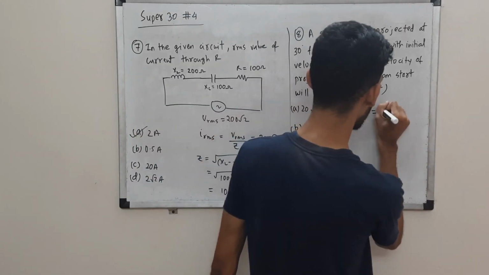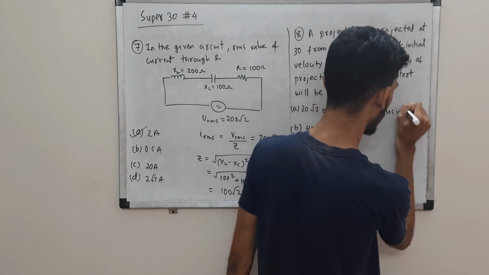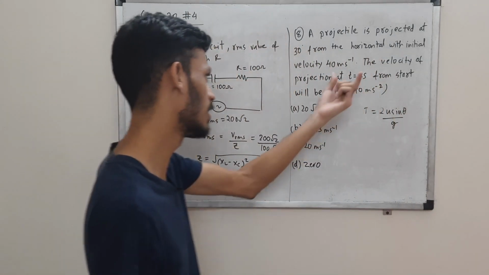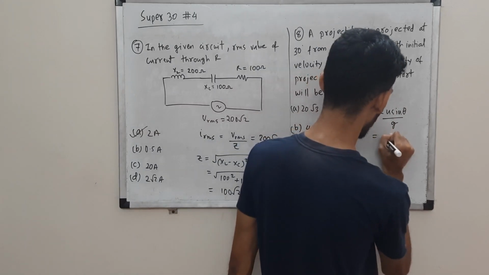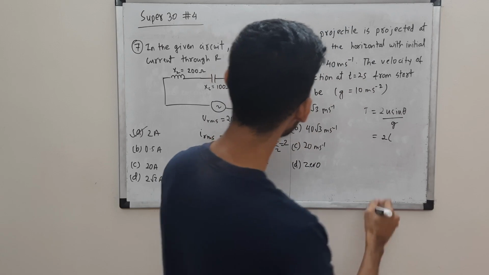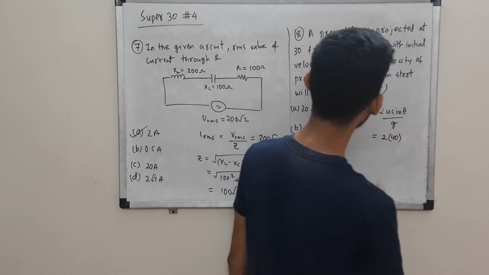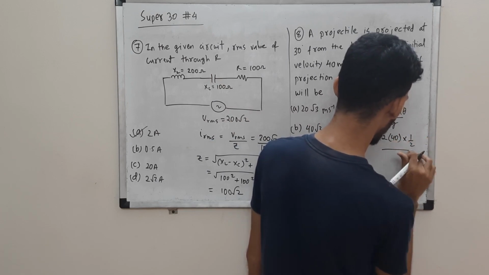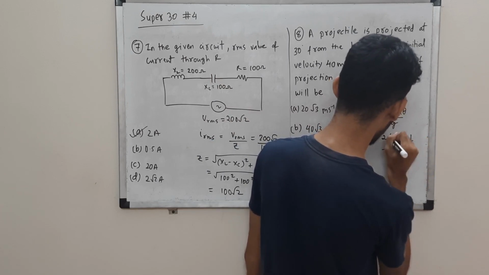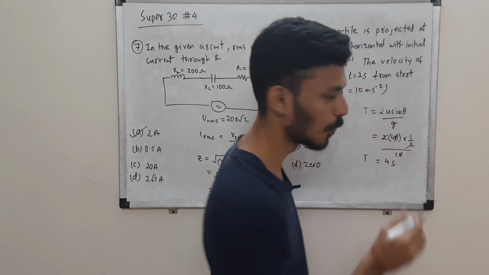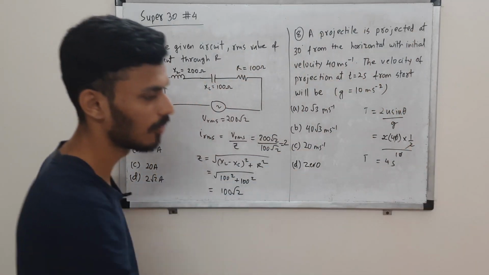Let's do this method first. So 2u sin theta by g, right? I'm finding out the time of flight because I think this is some special time. I may be wrong, but I'm not, because I've tried it. So u is 40 and theta is 30, so sin 30 is half, and this is by g, which is 10, so half and half cancels, 10 and 10 cancels. You can see that the time of flight is 4 seconds. So the total time of flight is 4 seconds.